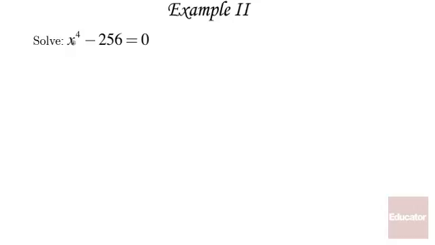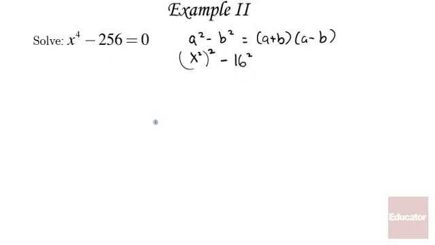Here I'm asked to solve x to the 4th minus 256 equals 0. This is actually the difference of two squares, in the form a squared minus b squared, so it's going to factor out to a plus b, a minus b. x squared squared is x to the 4th, and the square root of 256 is 16. Therefore, a equals x squared and b equals 16.